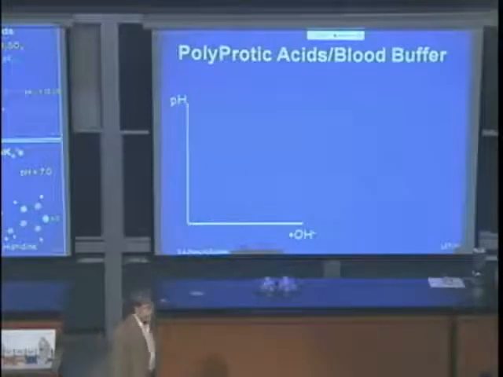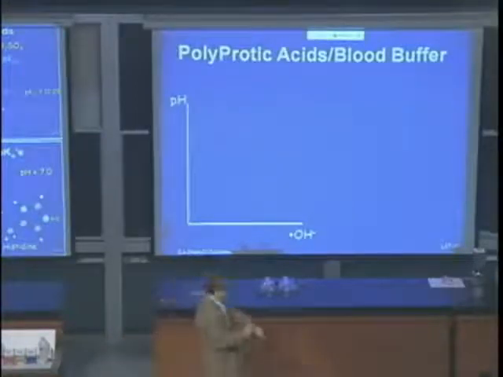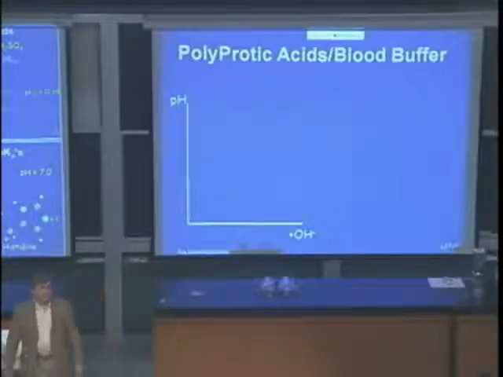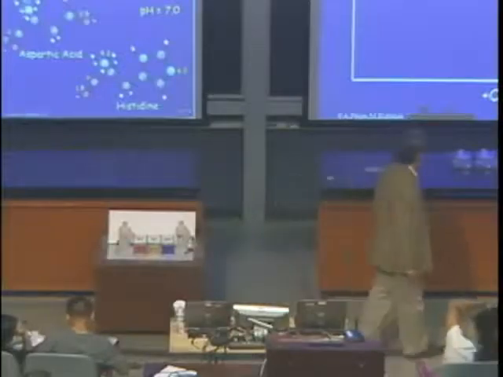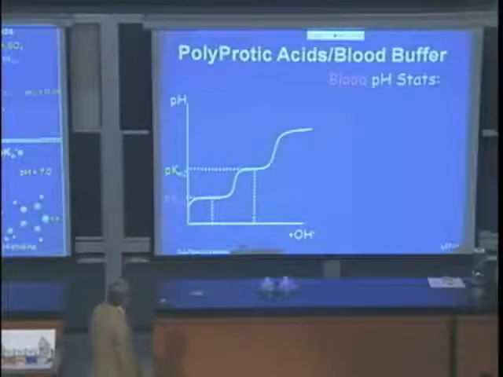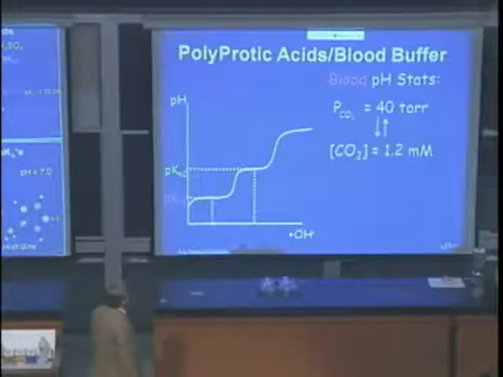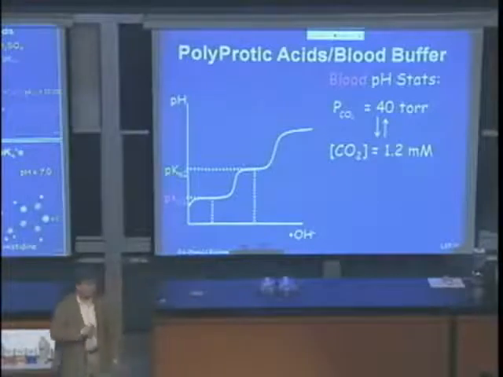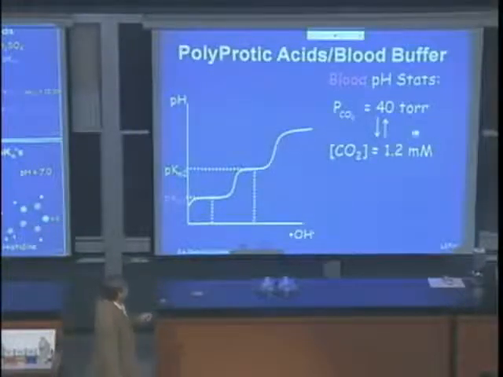Good. So let's talk a little bit about our blood and the buffer. Our blood is buffered. So many of the reactions that happen in our body require buffered systems, and they are very, very sensitive to pH. If you look, for example, at blood, the regulation, when you breathe in, the CO2 pressure is about 40 torr, okay? Now, that gives you a concentration of 1.2 millimoles of CO2.